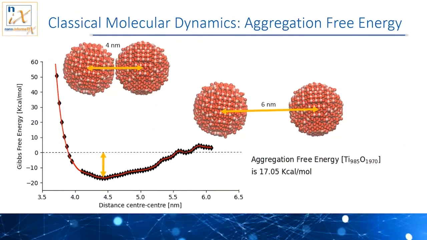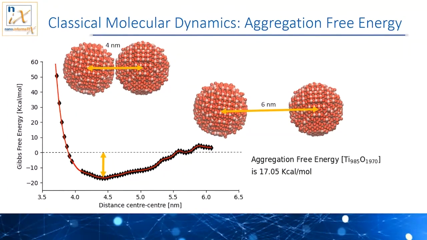In this slide, I reported the free energy for the aggregation of two nanoparticles in water. The depth of the potential well gives the aggregation free energy, but the whole curve is interesting as it can be fitted by mathematical equations describing the repulsion at a short distance and the attraction at longer distances, as I will show you in the next slides. In this specific slide, you can see the free energy profile of a 4 nanometer diameter nanoparticle of titanium dioxide anatase as an example. The aggregation free energy here is about 17 kilocalories per mole.